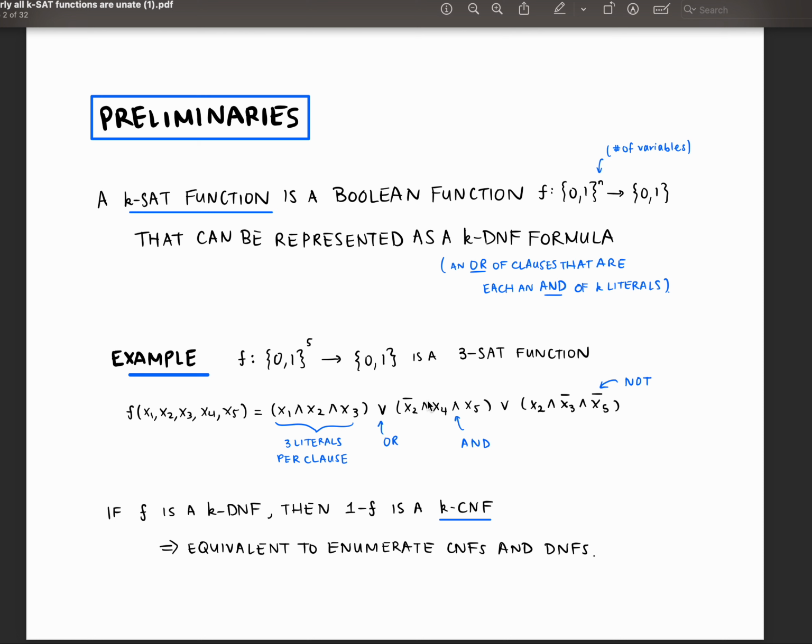In theoretical computer science, it's often more common to think of KSAT formulas in terms of their conjunctive normal form, or CNF form. But in this talk, we're going to be interested in the question of enumerating the number of functions. Since if we take a formula f and negate it, starting with a KDNF, we get a KCNF, for the purposes of enumeration it's equivalent to think about either counting CNFs or counting DNFs. And we'll focus on counting formulas in DNF form in this talk.